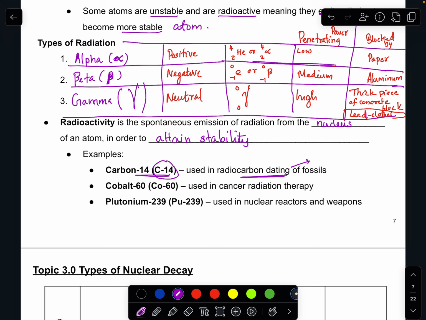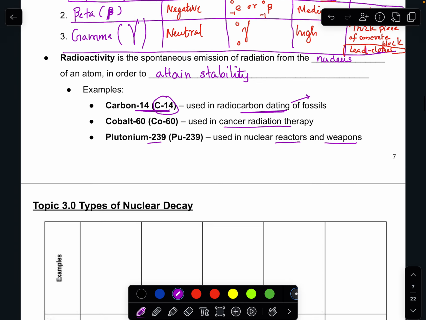Then cobalt is used in cancer therapy. Then plutonium, there are so many used in cancer therapy. Then nuclear reactors and nuclear weapons, plutonium, uranium 235, all of those are used. We will see that in application.